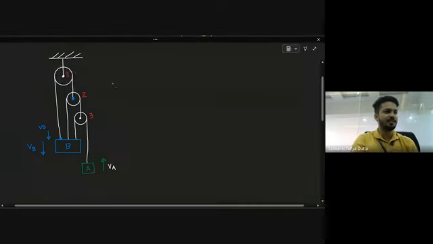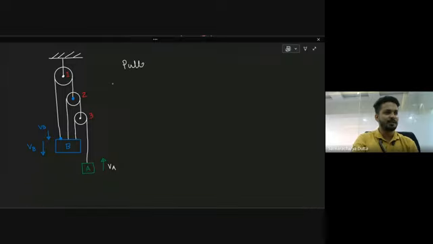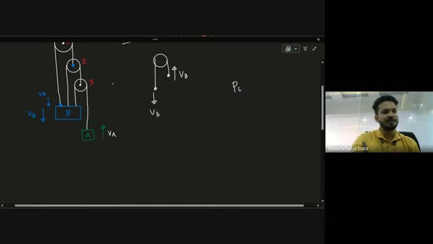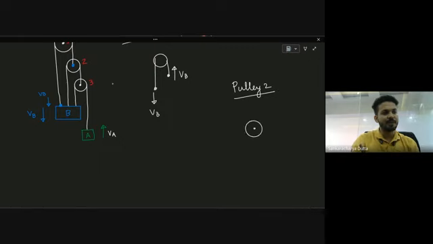So when I'm analyzing pulley 1, all I have to do is this end going down by VB means this end comes up by VB. So this gives me the velocity of pulley 2. So when I'm analyzing pulley 2, it is going up by VB.